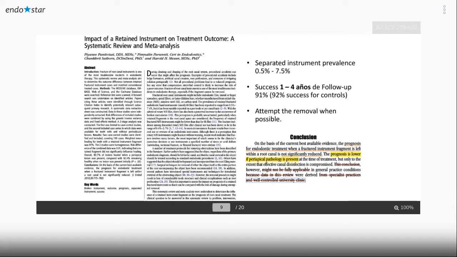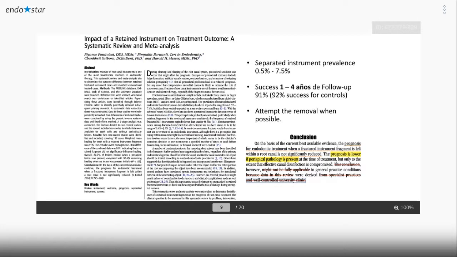And you, Pedrito, already mentioned it in the conclusion topic. Conclusion says that the prognosis is lower when a periapical pathology is present. So if there is a periapical pathology and the clinician broke an instrument inside of the root canal system, the chances or the possibilities to have a successful case are going to be reduced.